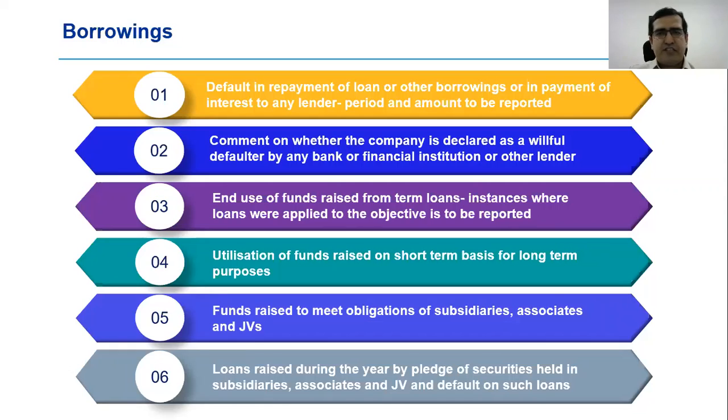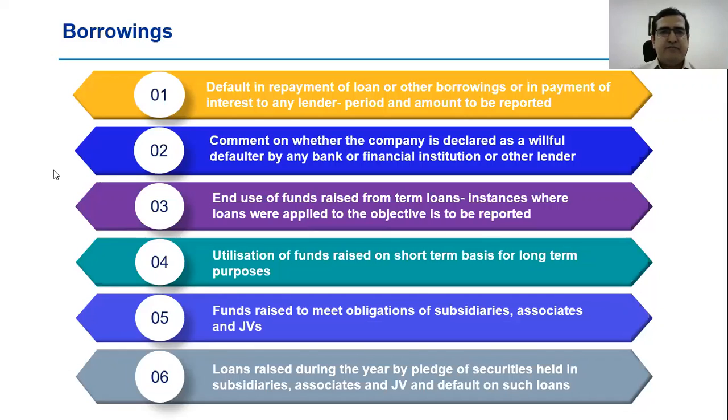So let's look at the first set of items that deal with borrowings, and we'll then, like last time, take each one of them in a little more depth and talk about what the key changes are. So the first item that the auditor needs to report on is default in repayment of loan or other borrowings, or in payment of interest to any lender. Typically here, the reporting expectation is that the period of the default and the amount of default is going to be reported.